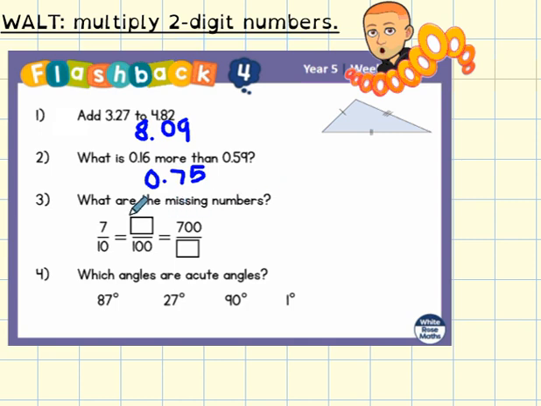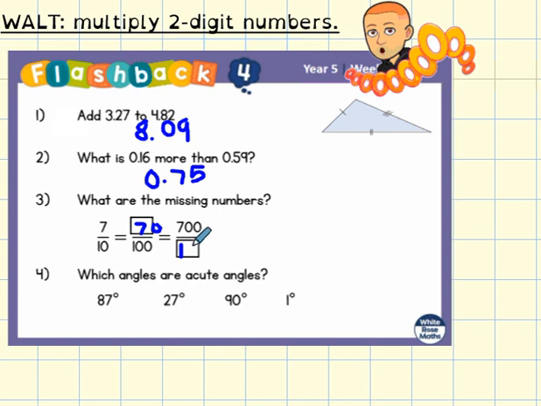Question number 3. What are the missing numbers? 7/10 equals 70 hundredths. Why is that the case? Because I times 10 by 10 to get to 100. So doing the same to my numerator will give me 70 hundredths. If I go back to my original fraction, how do I get from 7 to 700? I times by 100, so I do the same to my denominator.